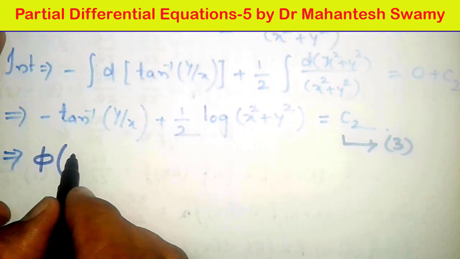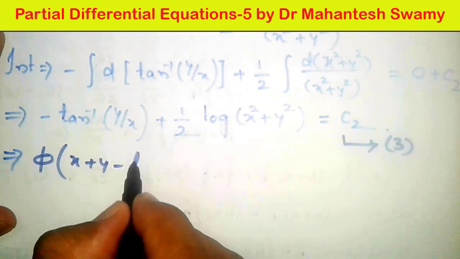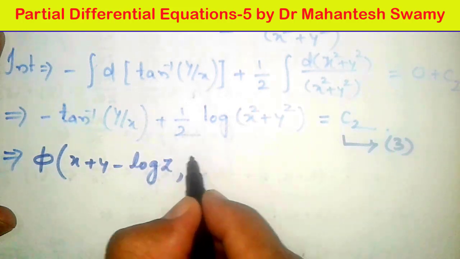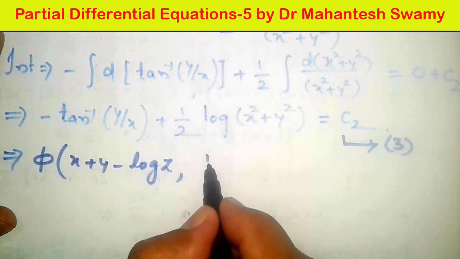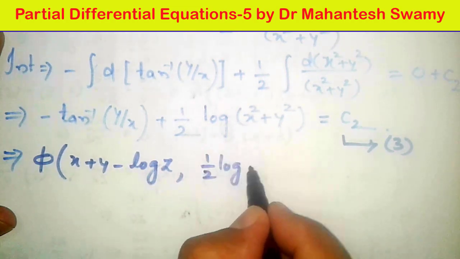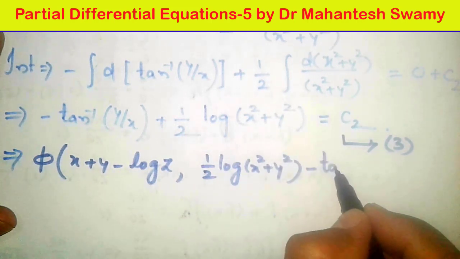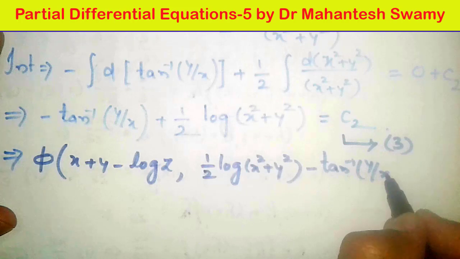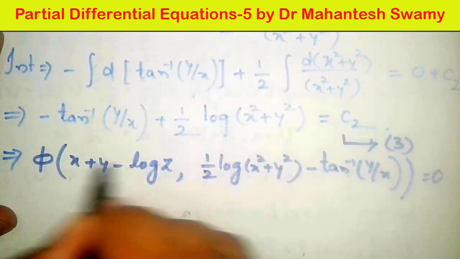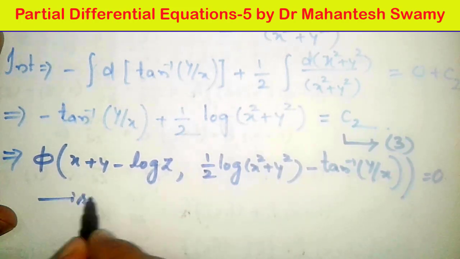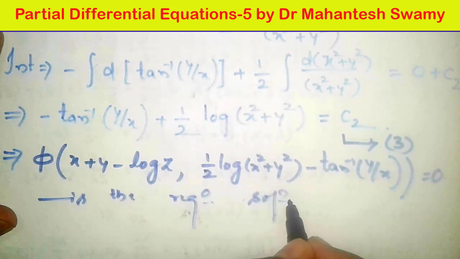So it is x plus y minus log z. From equation number 2 we have this, comma, the remaining thing is here, that is the second member, which, let us write the positive term, 1 by 2 log of x square plus y square first, minus tan inverse of y by x. So phi of first member comma second member equal to 0, where phi is an arbitrary function, is the required solution of the given PDE.